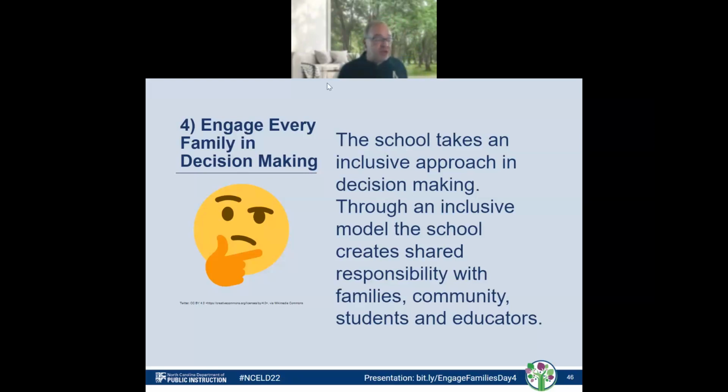But for multilingual learners, this could look like including them in the development of their English learner or multilingual learner plan. Although Title III only requires notification, opportunities like what we're expressing is a great opportunity to bring families in in a meaningful way.